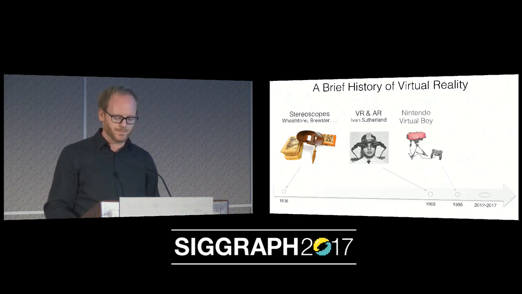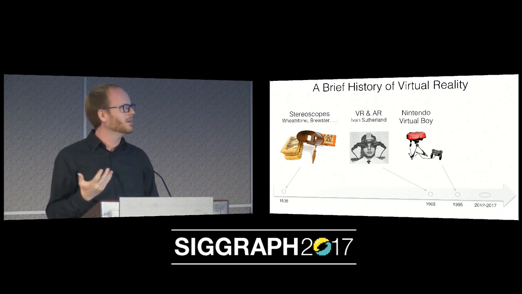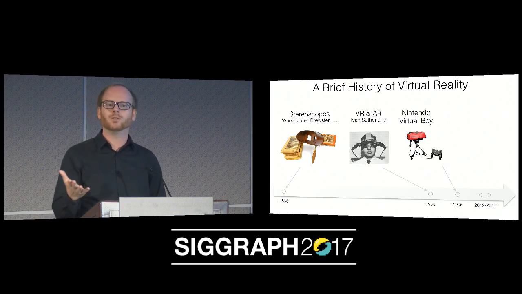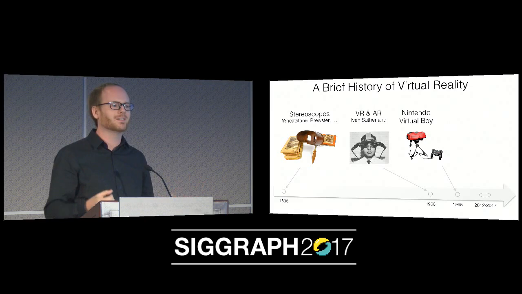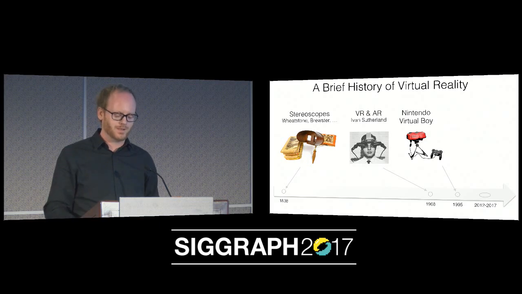First consumer products already came out in the 90s. Nintendo had the Virtual Boy out there. How many of you have tried the Virtual Boy? Oh, quite a few, okay. It's exciting. It had most of the basic components, but it wasn't quite there yet. It actually sold more than 700,000 units, so it's quite a lot. But I think the computer graphics wasn't quite there yet, the chips.